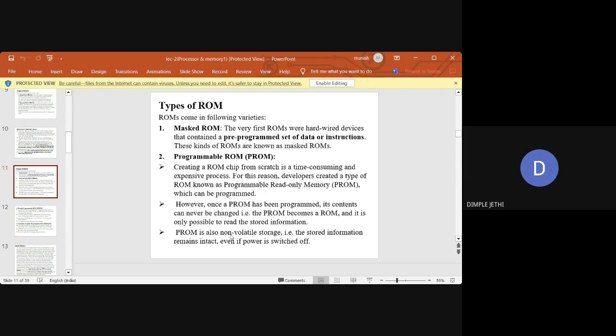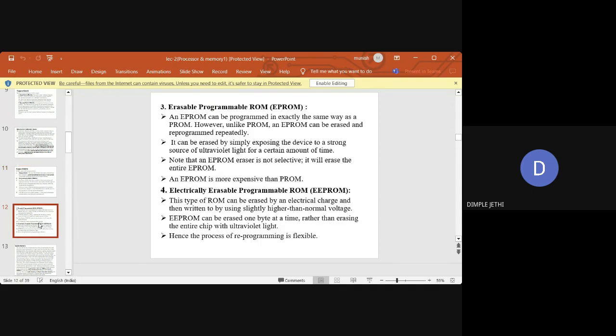Then this is again non-volatile. As I said, ROM is non-volatile, so its content will remain intact even if the power is switched off. Clear? The next, third category of ROM is EPROM, erasable programmable read-only memory.